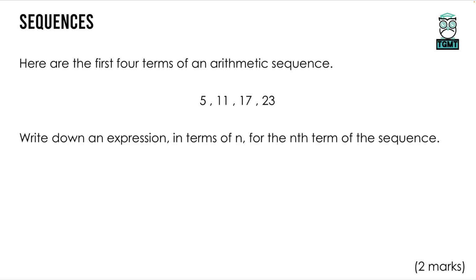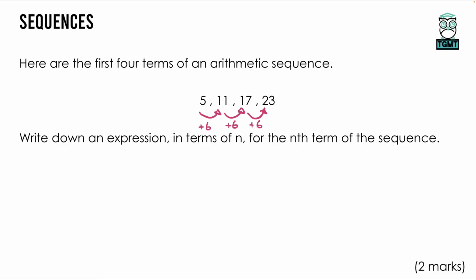Looking at a sequence, it says here are the first 4 terms of an arithmetic sequence. Write down an expression in terms of n for the nth term of the sequence. So when looking at a sequence, we are looking at what times table it's related to. So here, having a look at what the jump between each number is. Now in this particular one, it's going up in 6s. So each time is plus 6.